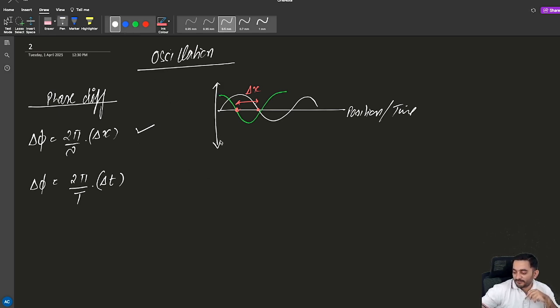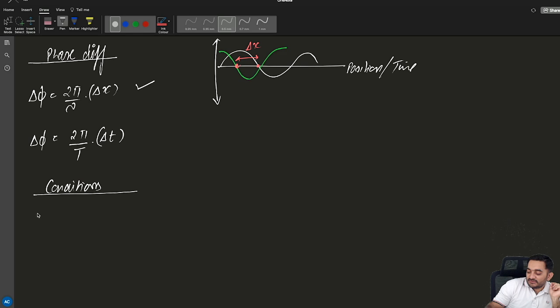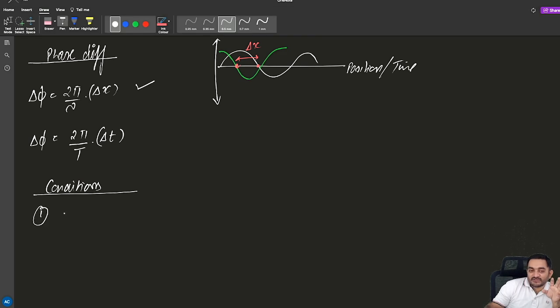Got it? Okay. Now when we talk about oscillation, first of all you should know the conditions by which we say that a body is moving in simple harmonic motion. Do you know any condition? First is very basic: whenever you talk about an oscillatory body, it should be periodic. Second, there should be a to and fro motion.